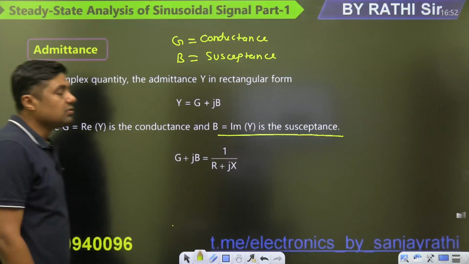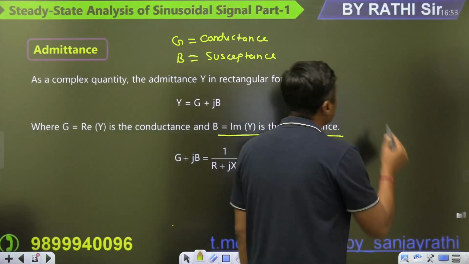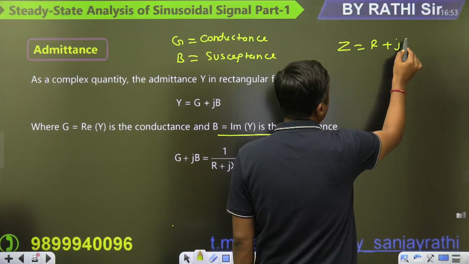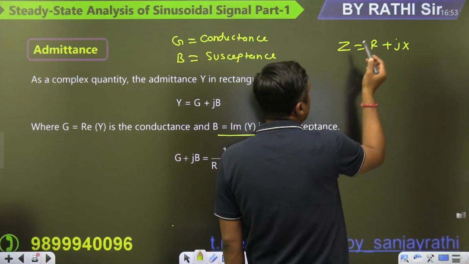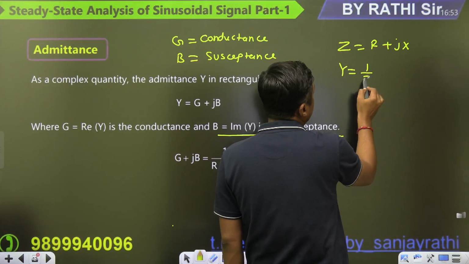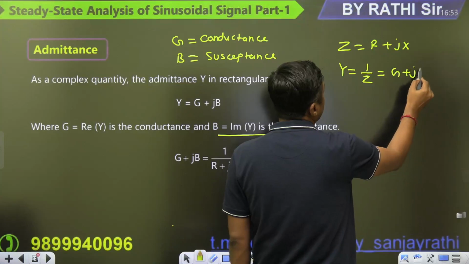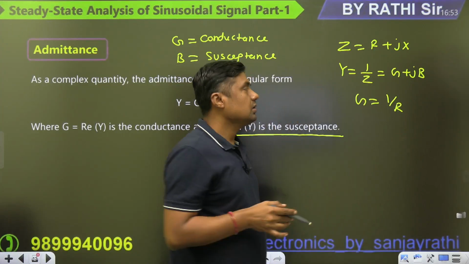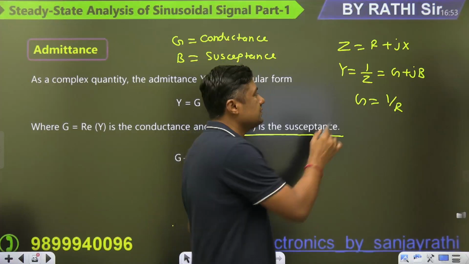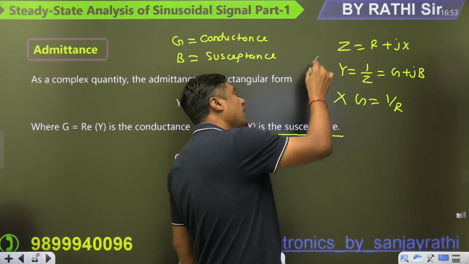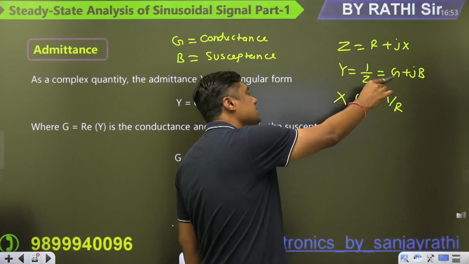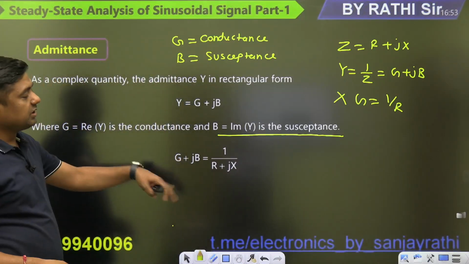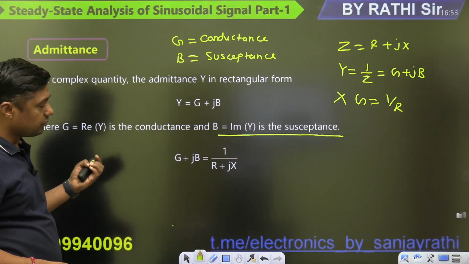Normally, for example, I am giving Z is equal to R plus jX, and Y is equal to 1 by Z, that is equal to G plus jB. The students are saying that here G is equal to 1 by R. That is wrong. G is not 1 by R. We have to find the 1 by Z, then the real part is G and the imaginary part is B. Remember.